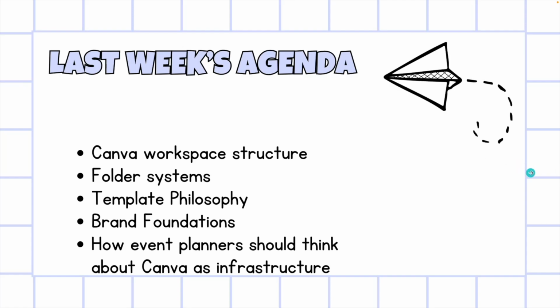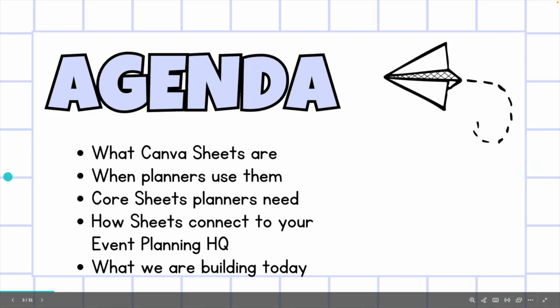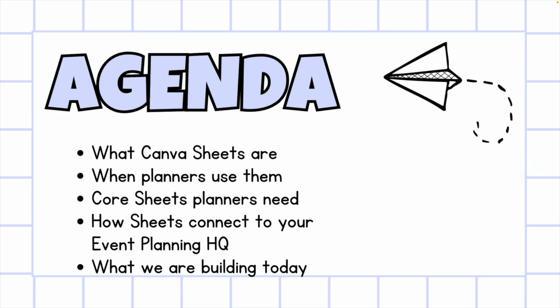All right. So let's keep going, right? Today on the agenda, we've got a couple things. First is what Canva Sheets are, so basically defining the tool. We're going to look at when planners use them, so identifying the right moments in your workflow. We're going to look at core sheets planners need, so the essential trackers for your toolkit. How sheets connect to your HQ, so ensuring your data lives in the right place. And what we are building today, so our specific hands-on goals that we're going to be covering, right?